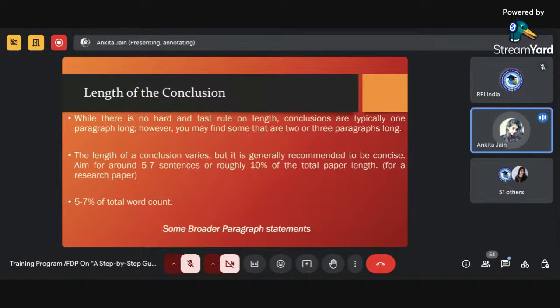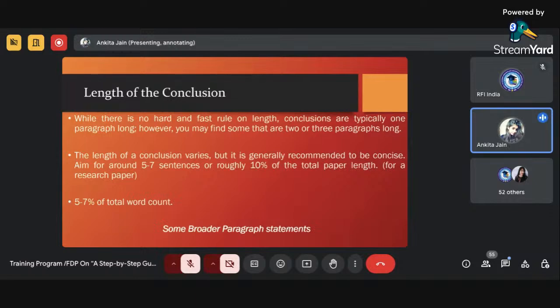The length of the conclusion varies, but it is generally recommended to be concise. So around 5 to 7 sentences, or roughly 10% of the total paper length, for a research paper basically. And if we talk about the total word count, then 5 to 7% of the total word count. Now people will have some more questions in their mind: I have written my conclusion like this, I have written like this. When it comes to a research paper, what should the conclusion length be? When it comes to a PhD thesis, what should the conclusion length be?